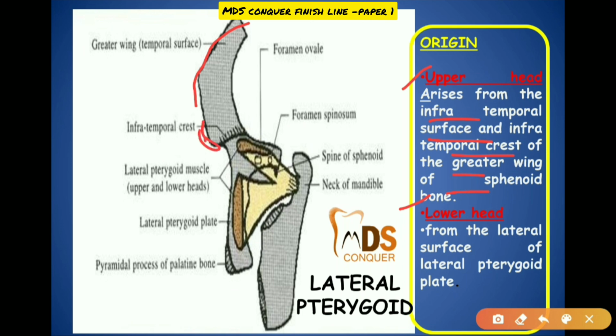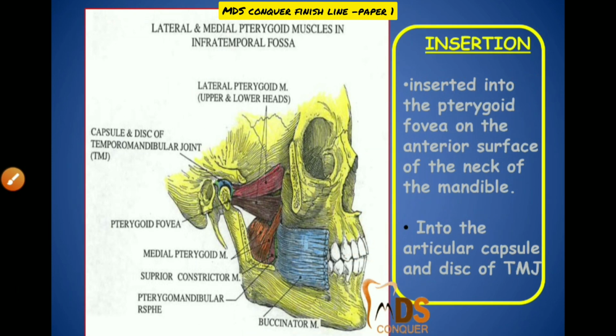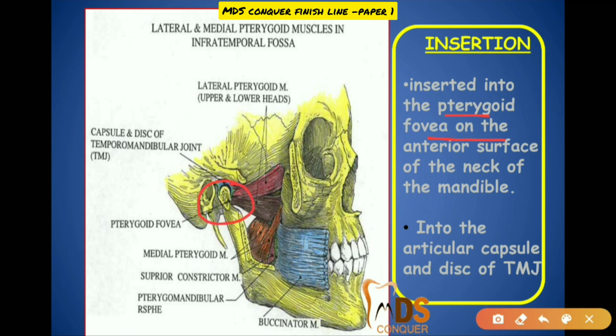So from these two, the infratemporal crest, the upper head will originate, whereas the lower head arises from the lateral surface of the lateral pterygoid plate. You can see here, the lateral surface of the lateral pterygoid plate. Then insertion will be into the pterygoid fovea on the anterior surface of the neck of the mandible. This is the pterygoid fovea, and also into the articular eminence and the disc of the TMJ. So there will be insertion.